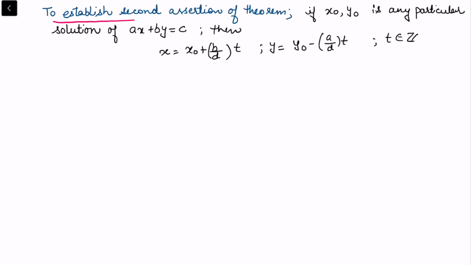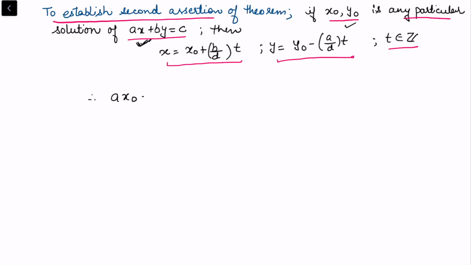And now we want to prove the second assertion of the theorem, that if x naught and y naught is any particular solution of this linear Diophantine equation, then x equal to x naught plus b by d times t and y equal to y naught minus a by d times t, t belongs to integer, is any other alternate solution. And because x naught and y naught satisfy this linear Diophantine equation, let me call this a x naught plus b y naught. This is equal to c.